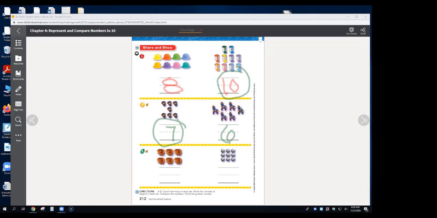All right, let's count these right here, the gloves and the bats, okay? Remember to touch and count. I'm gonna have you do this one by yourself, and then I'm gonna call on somebody to see how many you counted in each one. Go ahead, I'm gonna give you a few seconds to count the gloves and the balls and write down the number.